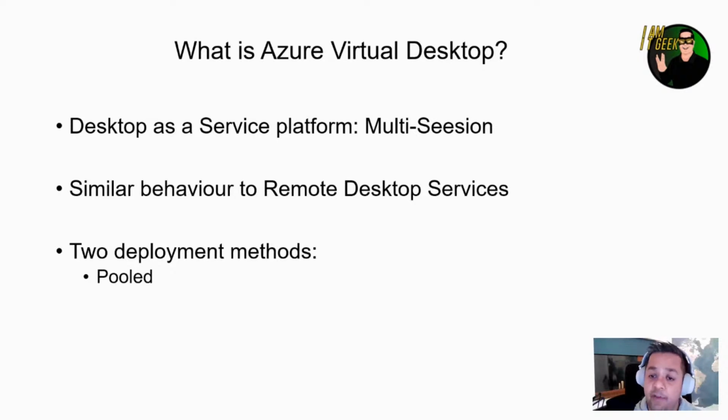You have a number of Windows 10, let's say, virtual machines of a specific size. And again, when your users connect, they share those resources. So if you've got 2 servers with 8 gig and 12 CPUs, that'll be shared over when your users connect, until they're full. Now, the pooled deployment method is what they call a host pool.